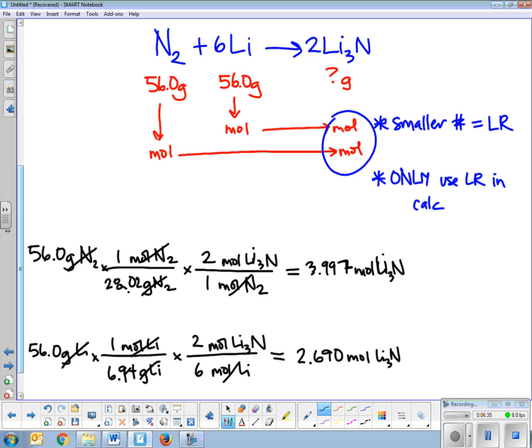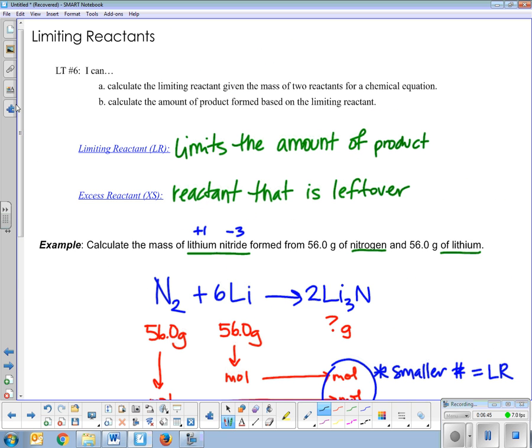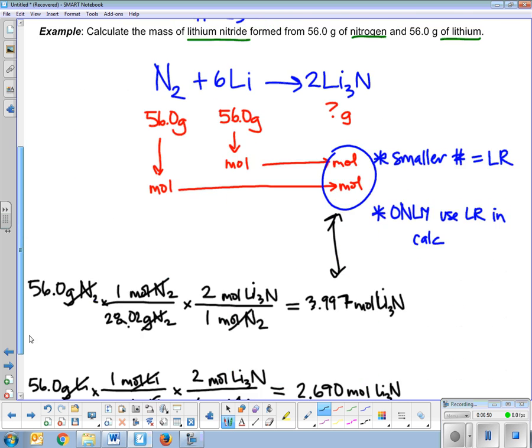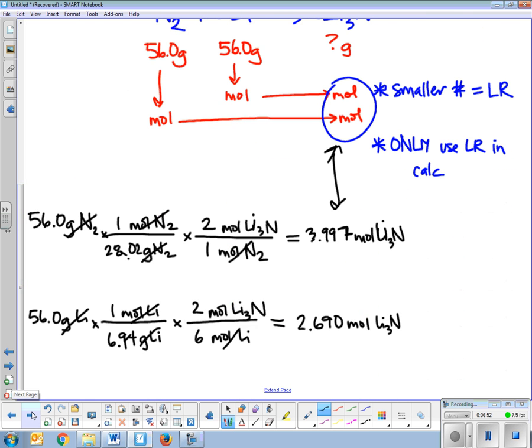Now, these are the 2 numbers up here that I circled in blue. Then I'm going to compare. The smaller one is my product. Remember we said the limiting reactant limits the amount of product. So that means you're going to get less product. That's what limit means, right? Hold it back. So this one is my limiting reactant, which means this nitrogen is in excess.